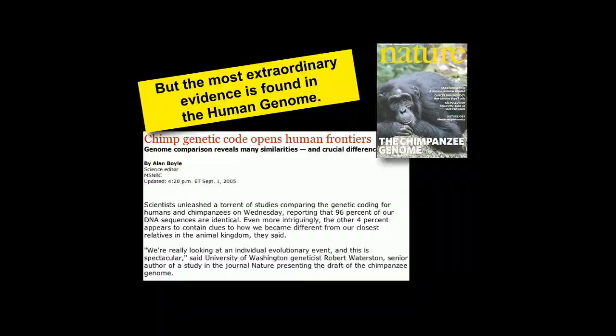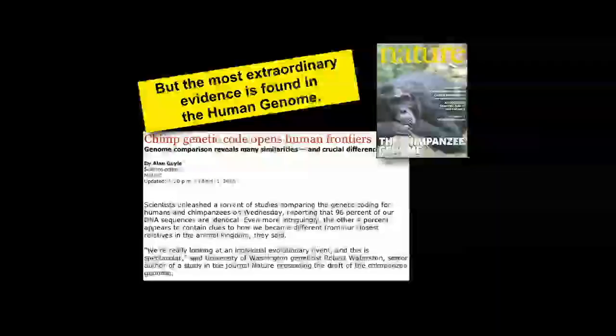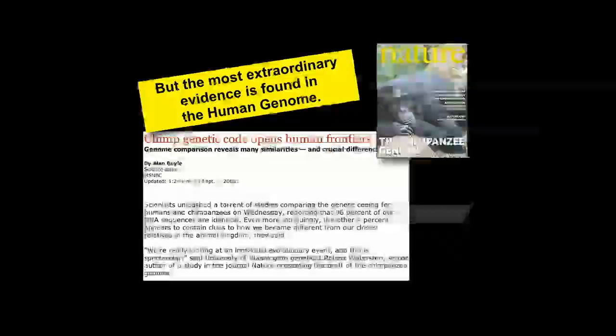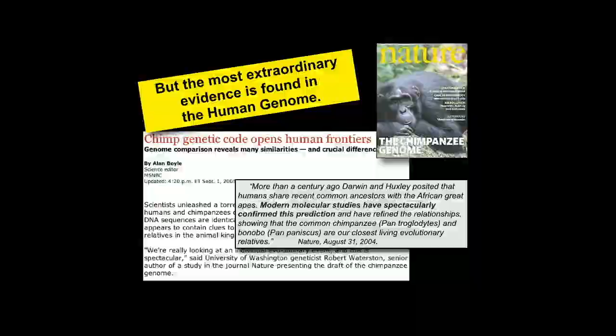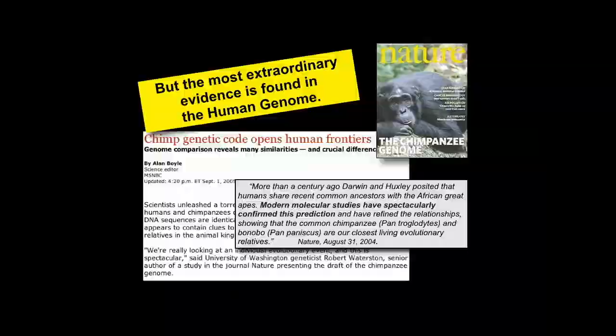But I'm not a fossil person. I'm a DNA and RNA person by and large. And to me, the most extraordinary evidence for human evolution is actually written right in our DNA sequences. And a quote from this article, this special issue on the chimpanzee genome, is right here. More than a century ago, Darwin and Huxley proposed that we share recent common ancestors with the African great apes. Modern molecular studies have spectacularly confirmed this prediction.